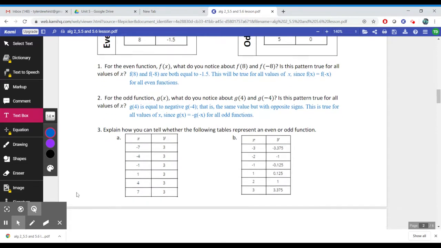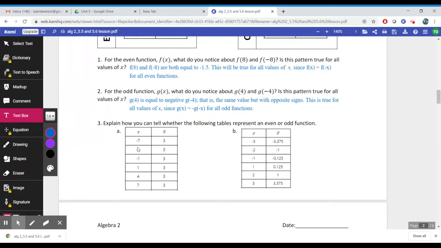So next up, we'll take a look at number 3. They give us these two tables, and they want us to explain how we can tell whether the following tables represent an even or an odd function. So go ahead and think about whether you think table A represents an even or odd function. Give your guess and your reason why. Do the same for table B, and then I will share my reasoning with you in just a moment.